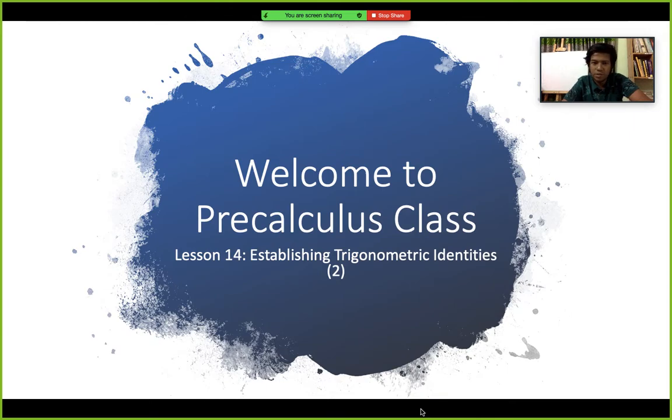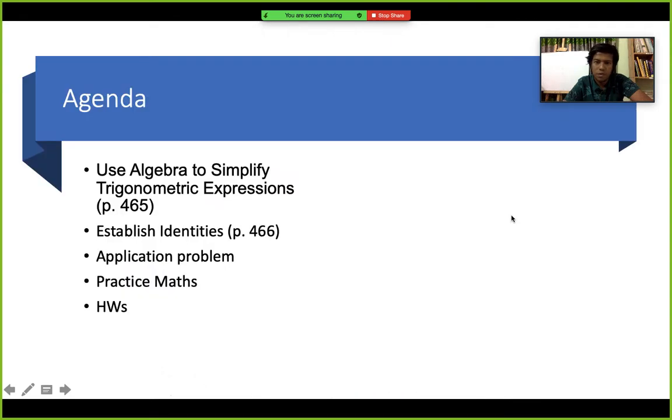This is our lesson 14, and this is just a continuation from our last class, which is related to establishing the identities related to trigonometry, of course. So the topics are pretty much the same. We will try to establish identities here in this lesson also. One application math is also added from a similar topic.